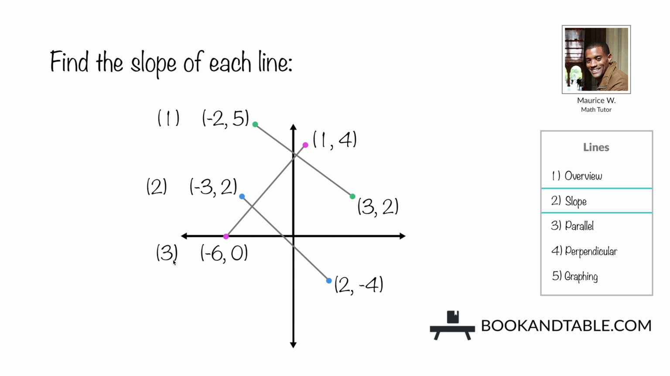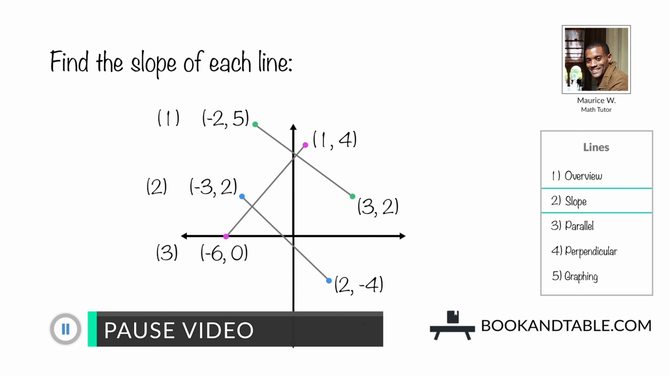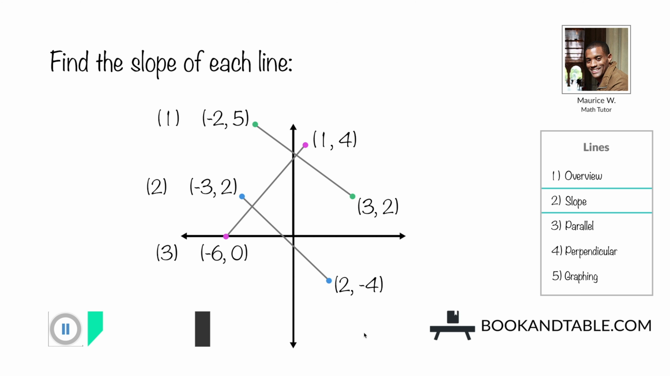In question number 3, purple, -6, 0 is this point, and +1, 4 is this point. Pause the video, find the slope of each of these lines, and then press play when you are ready to begin.